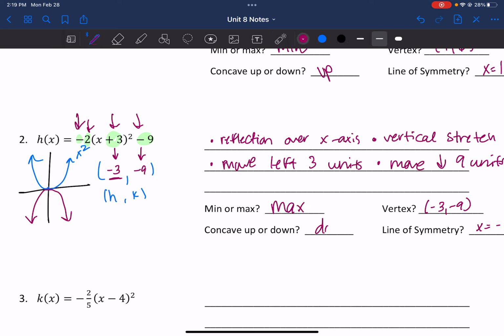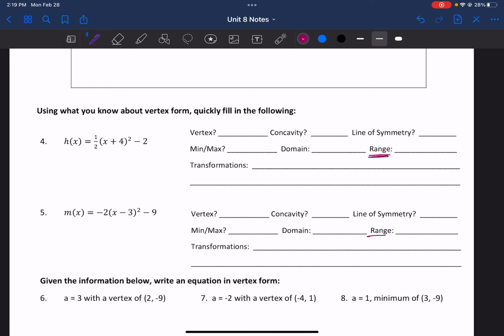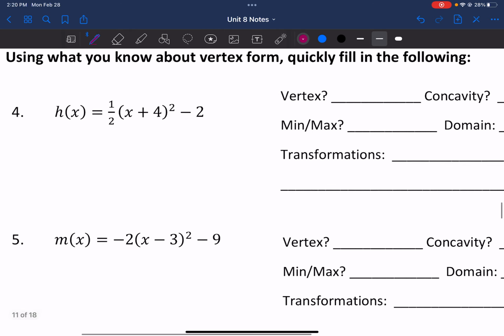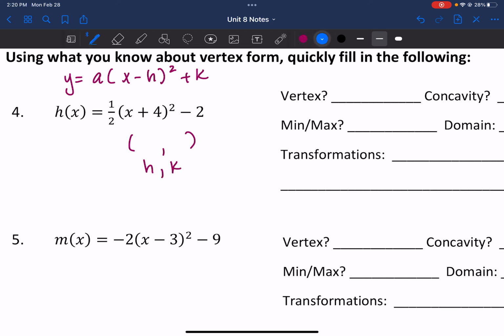All right. So these here, we're doing the same thing, but we need to add one more thing. We need to find the range. Okay, the range. We're going to do this without using the calculator, just so we can get the practice. So again, let me write my formula: y equals a times parentheses x minus h squared plus k, where h comma k is your vertex, right? H comma k. So let's go ahead and write that down.